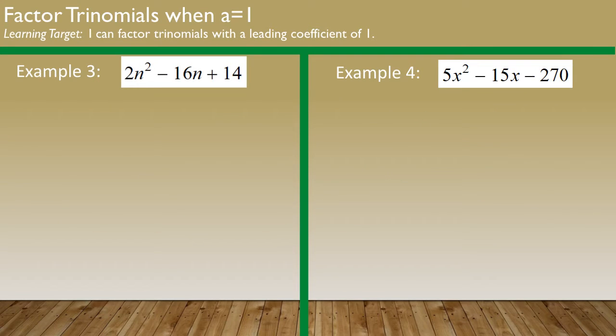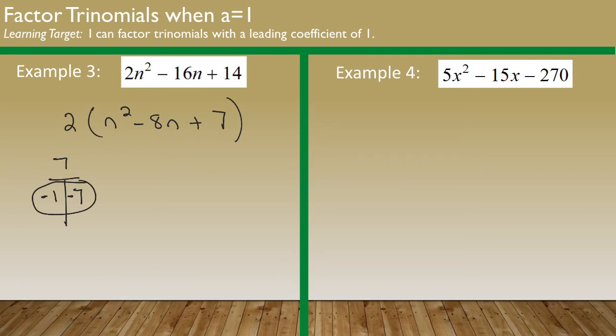So here are a couple more examples. So again, I see that all these terms can be divided by 2. So I'm going to pull 2 out. So I end up with n squared minus 8n plus 7. So I'm looking for factors of 7 that add to make a negative 8. So 7 factors are just 1 and 7. Those are my only factors. If I make them both negative, those add to make a negative 8. So this thing will be 2 times n minus 1 and n minus 7.